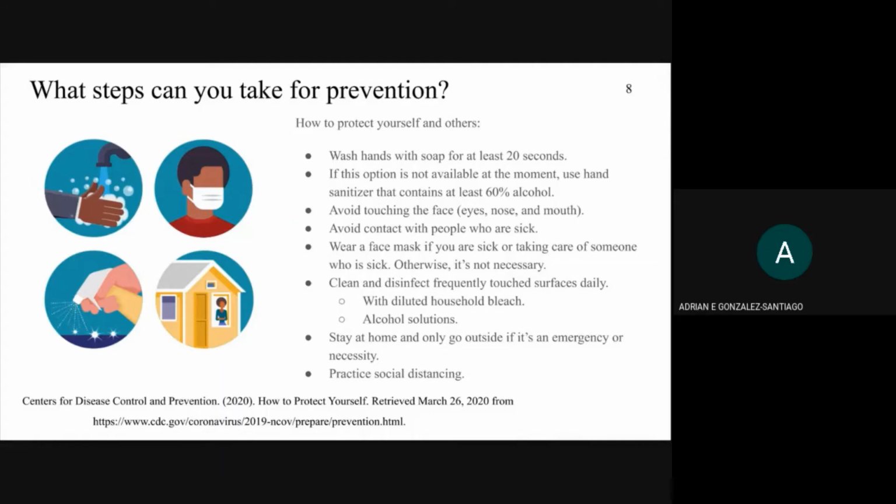You shouldn't wear a face mask if you don't need it. Only if you're sick should you use it. Otherwise, it's not necessary, because in these situations resources may become scarce, and resources like face masks should be left for professionals who are in more contact with the disease. You should clean and disinfect frequently touched surfaces with diluted bleach or alcohol solutions to kill any pathogens that might be there. You should stay at home to avoid contagion as well, and practice social distancing, which we will talk about more in depth later. You can pass the slide.